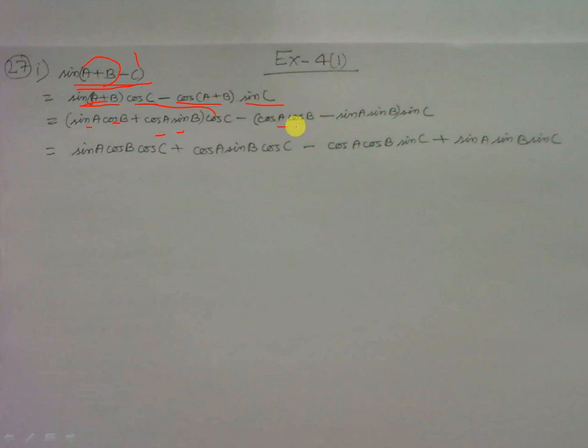Then sin(A plus B) formula: sin A cos B plus cos A sin B, into cos C. Cos(A plus B) formula: cos A cos B minus sin A sin B, into sin C here. Now multiply cos C inside, and multiply sin C here. That is the answer.